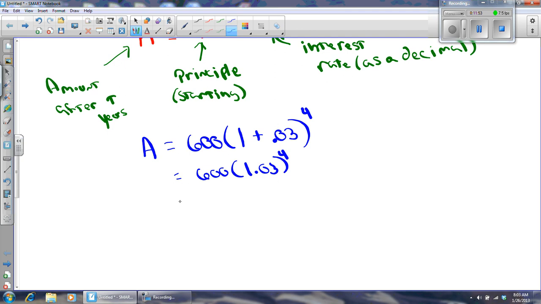Hold on 1 second. My daughter's retrieving my graphing calculator for me. It'll be there in 1 second.